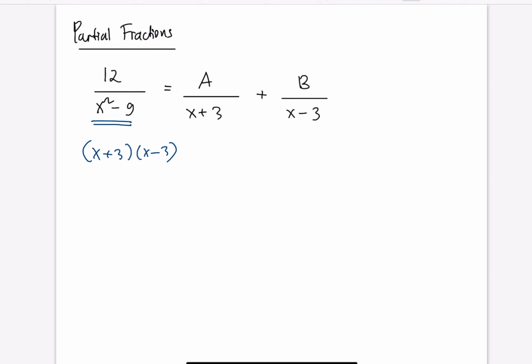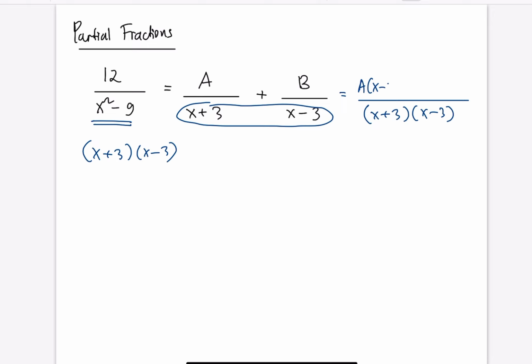And then if we try to put this together, this is just x plus 3, and this is x minus 3. Then we solve this, and it becomes a(x minus 3) plus b(x plus 3). Then we have 12 equal to ax minus 3a plus bx plus 3b, and we can solve this by grouping everything together within each element.